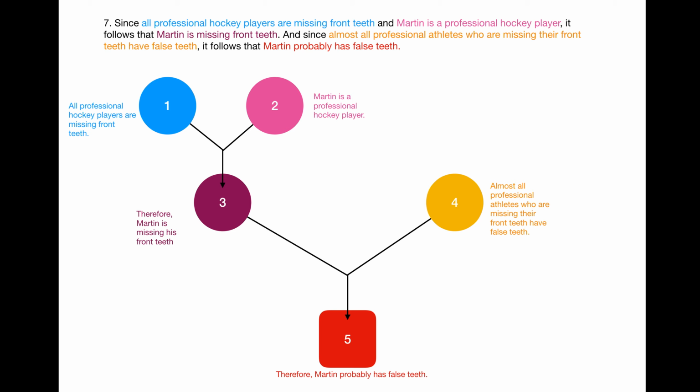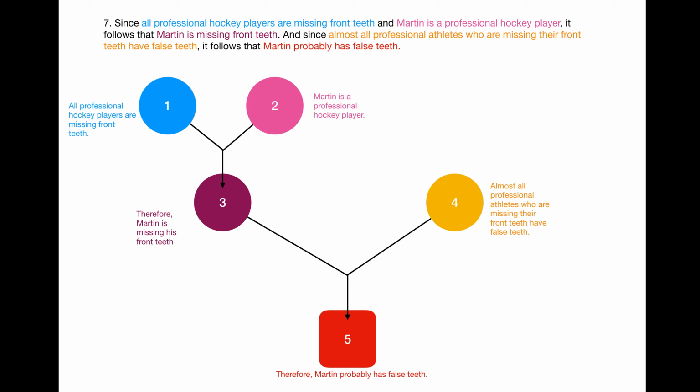And if we go directly from 2 to 3, Martin is a professional hockey player, therefore Martin is missing front teeth. Well, no, what does him being a hockey player have to do with him missing his front teeth? When we add them together, hockey players are missing their front teeth, Martin is a hockey player, therefore Martin is missing his front teeth. Okay, so we get to 3 with 1 and 2 combined together. And then we look at our 4th and final premise.